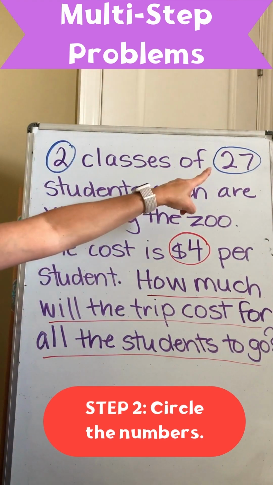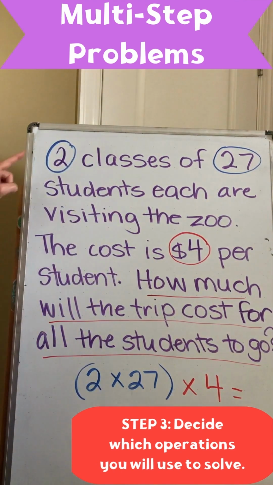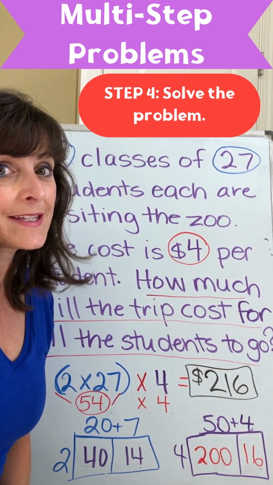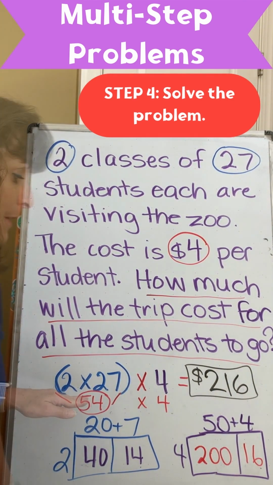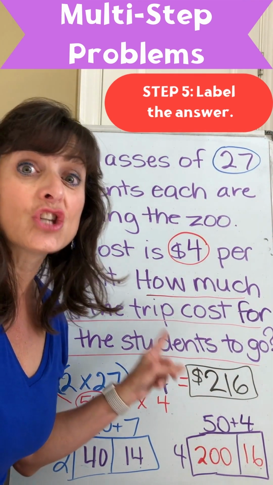2, 27, and 4. How many students are actually going on the trip? There are 2 classes of 27. We first multiply 2 times 27, which gives us 54. At $4 per student, $216.